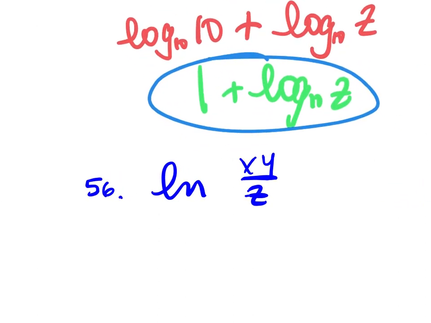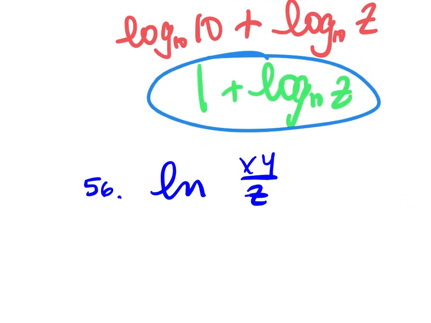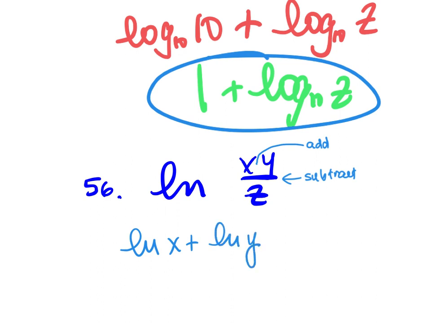So again, here I look and I say, okay, there's a lot going on. I see an x, a y, and a z. There's 3 things. These 2 are being multiplied, so that means I'm going to add here. And this is a division, which means I'm going to subtract here. So I'm going to write ln 3 times because there's 3 different letters. So I say ln of x plus ln of y. And then I subtract ln of z. Just pull it apart.